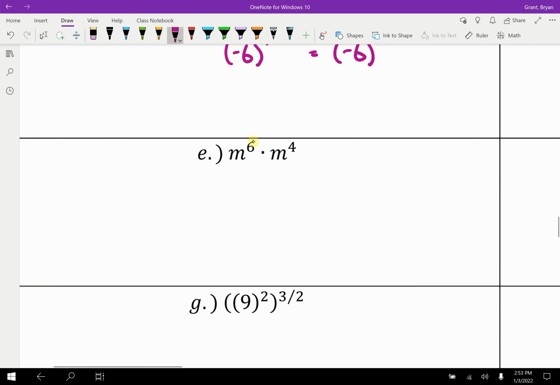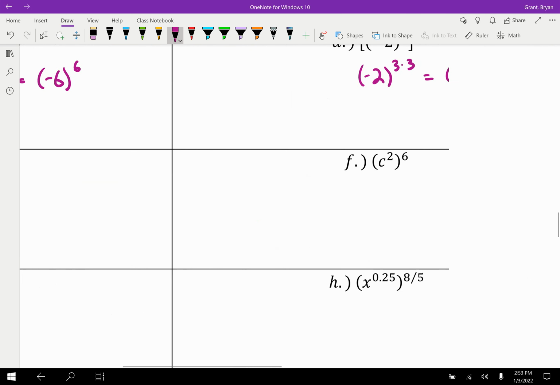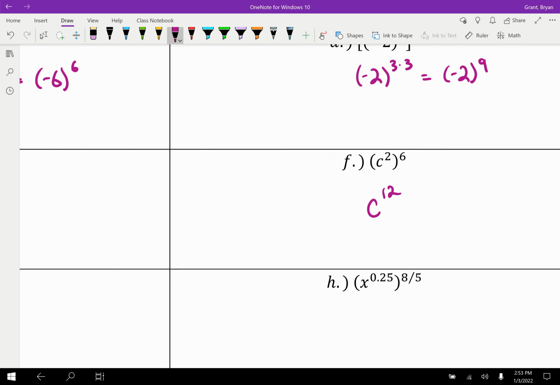Moving on. M to the 6th times m to the 4th, m to the 10th, and c squared to the 6th power, c to the 12th.